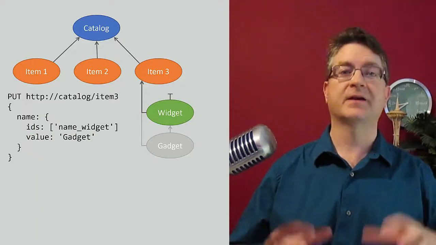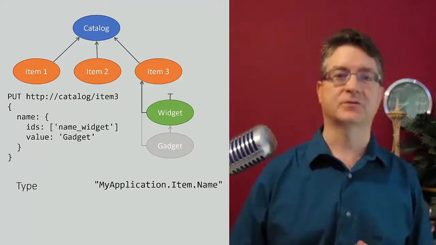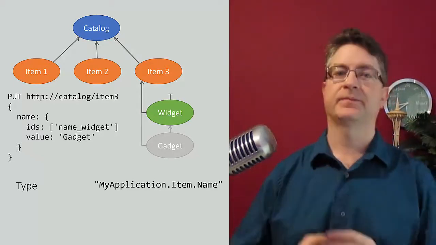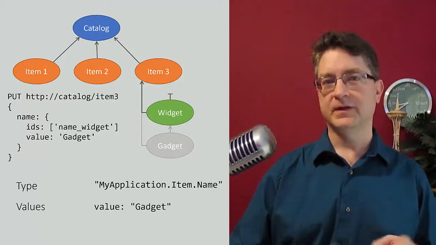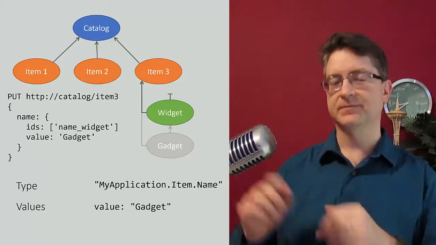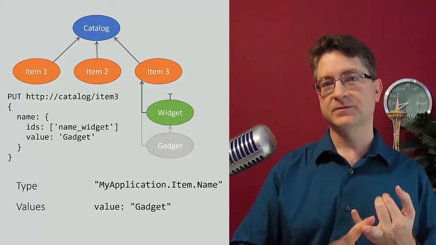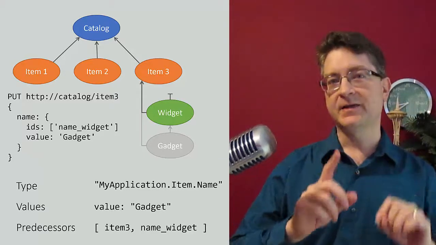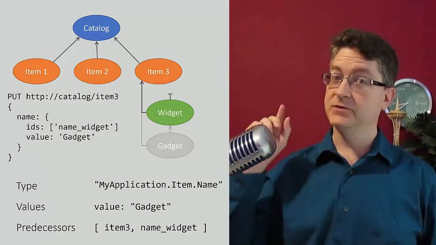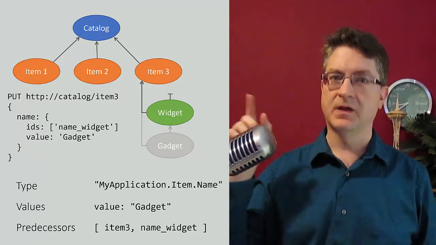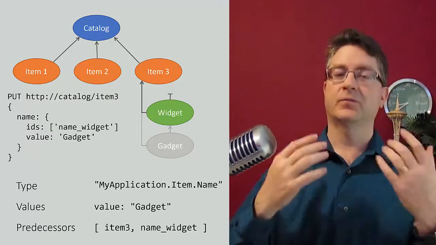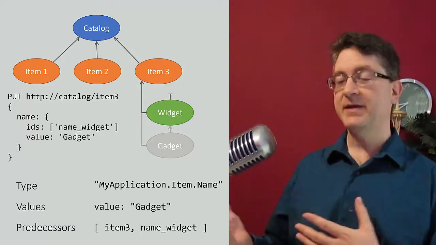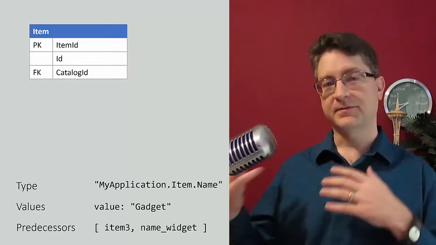And so now from that, I can derive the identity of the fact that I'm trying to insert. The type is myApplication.item.name. The value is value equals gadget. And predecessors, well, that's the collection of both the item 3, and the fact that set the name to widget in the first place. So those 2 facts are both predecessors of this new one that I'm trying to insert. So now I look in my database and I see, do I have a fact that matches this?